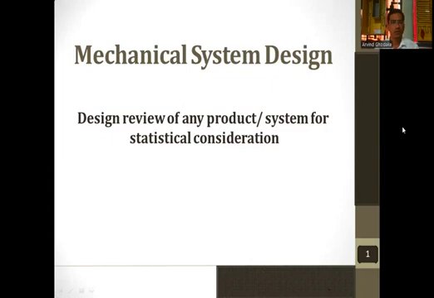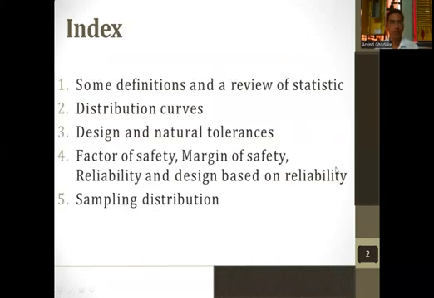Today we will discuss the design review of any product or system design for statistical consideration. This is part of Unit 2 of our syllabus, that is, statistical consideration in design. Let us see the main points in this topic: some definitions and review of statistics, then distribution curves, then design and natural tolerances, then factor of safety, margin of safety, reliability, and a design based on reliability, then sampling distribution. These are the topics that we are going to cover in this session.